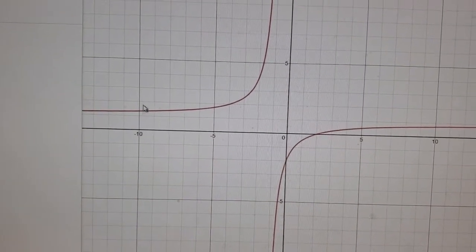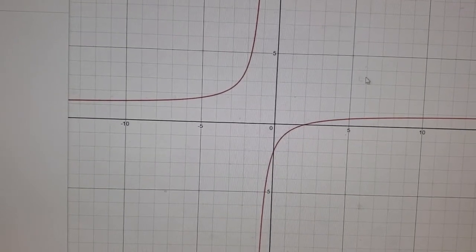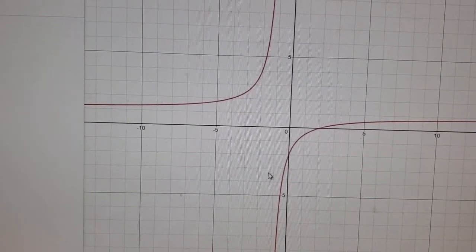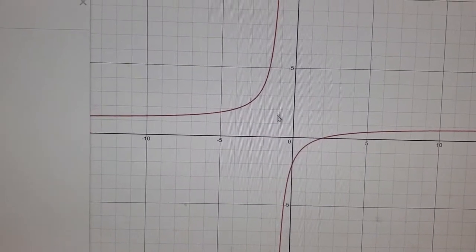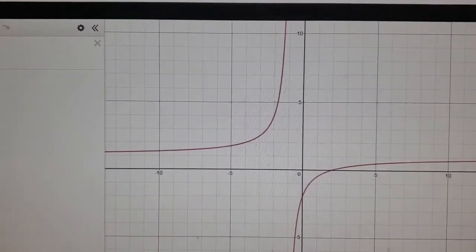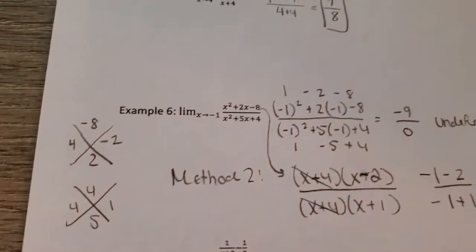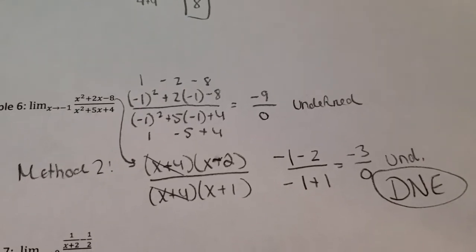As we approach -1 from the left, the graph goes up along -1. From the right, it goes down along -1. Notice how it never touches -1. So the limit does not exist. That's why we see DNE, does not exist. As we approach -1, it does not exist because it's undefined at that point.